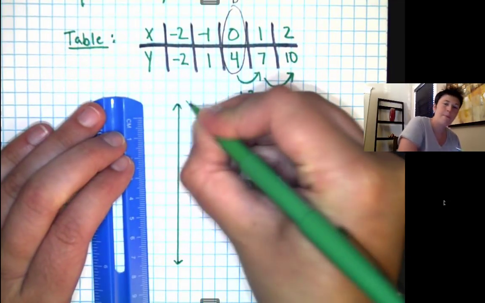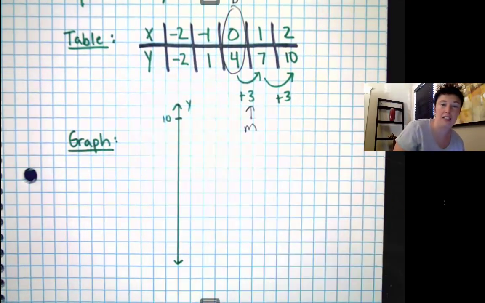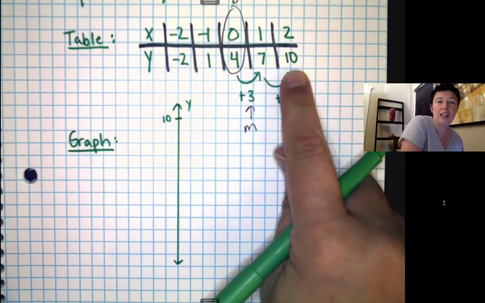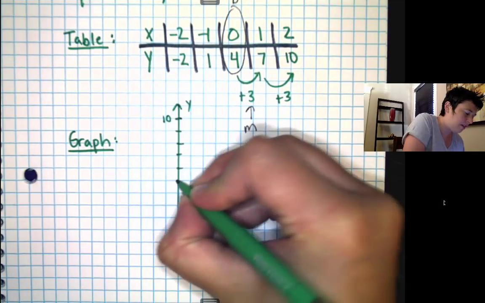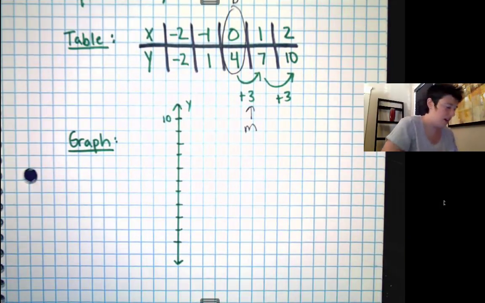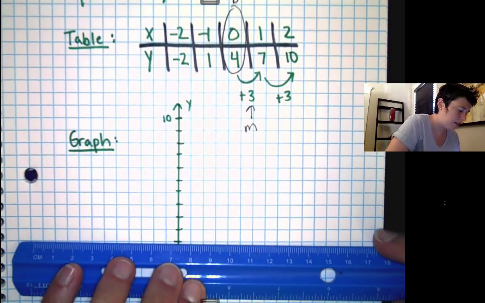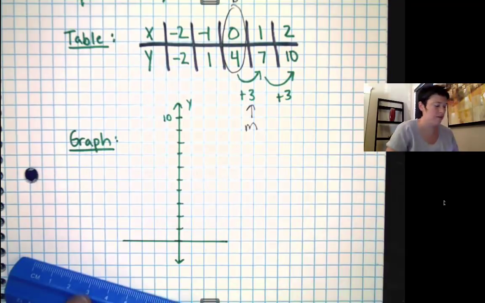Here's my y. To help myself out, I'm going to mark it up here as I want to get up to 10, because that was the biggest number in the y's. So I'm going to go 10, 9, 8, 7, 6, 5, 4, 3, 2, 1, 0. That's going to be where I put my x-axis. In that direction. There we go.